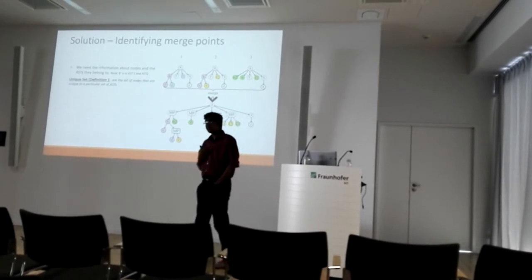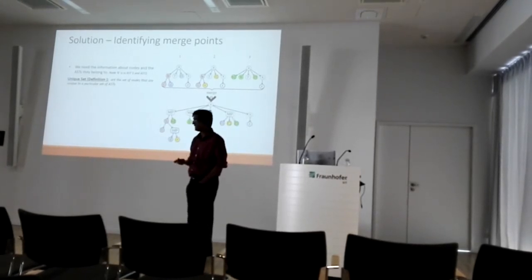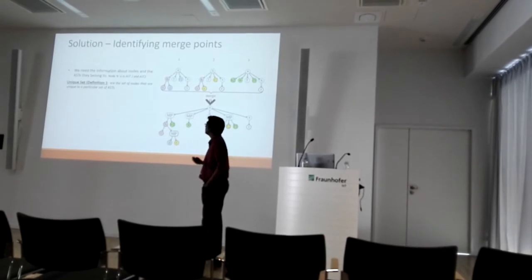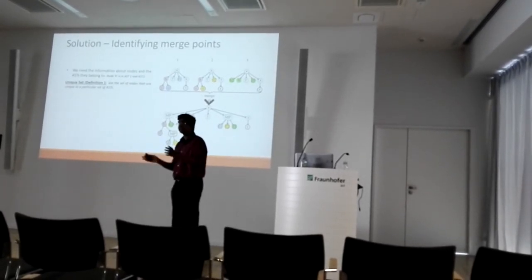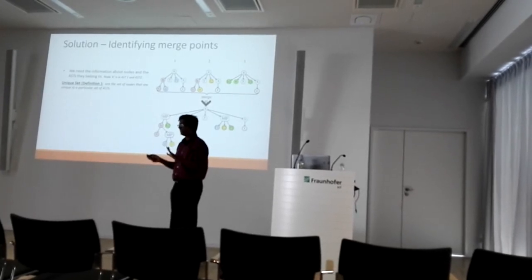So for this, we introduce the notion of unique sets. Unique sets are nothing but the set of nodes that are unique to a particular set of ASTs. So basically, this would give a categorization of what the nodes are and where they come from.